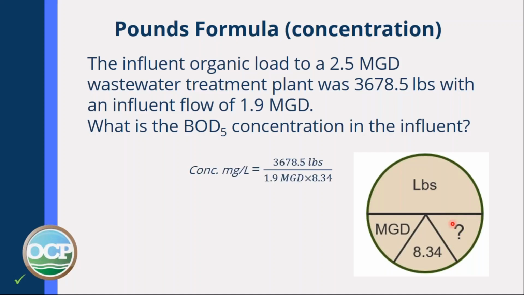There is the formula. You can see concentration equals pounds divided by million gallons per day times 8.34. Note that here is the flow of 1.9, not 2.5 million gallons per day, which is the volume of the plant. And if we look at those numbers, we get 232.1 milligrams per liter.